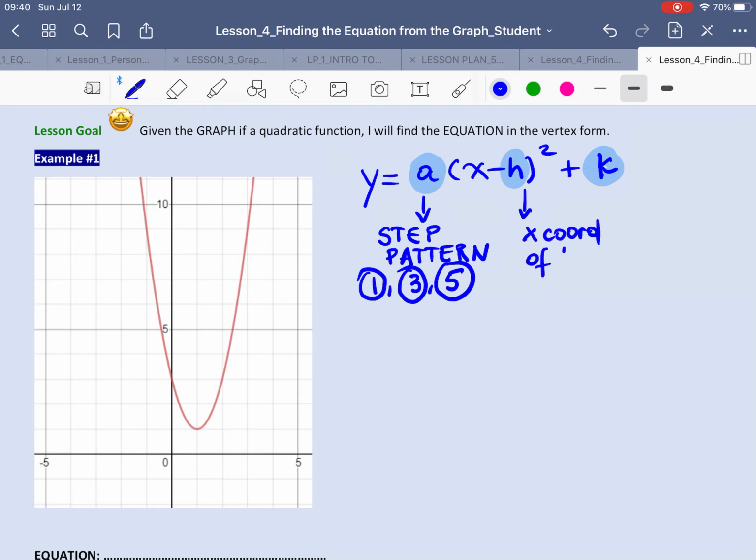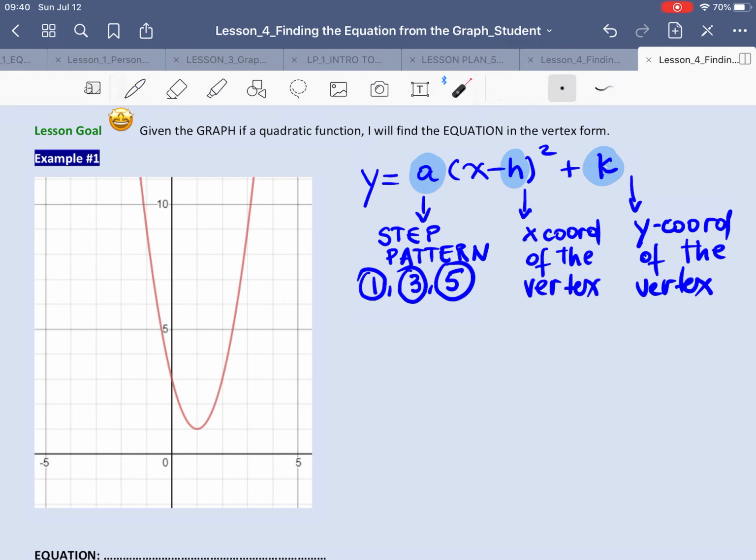of the vertex. And k indicates the y-coordinate of the vertex. Whenever I try to find the equation of a quadratic relation, I always start from h and k, so that will be my step number 1.